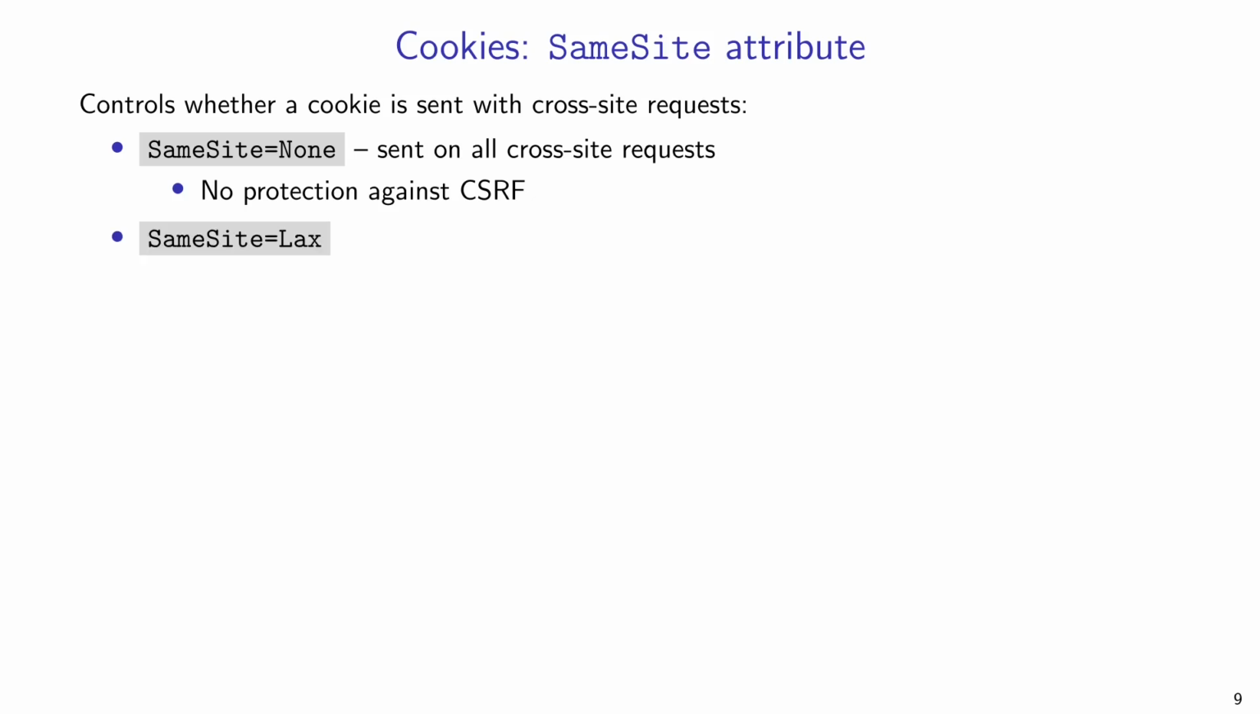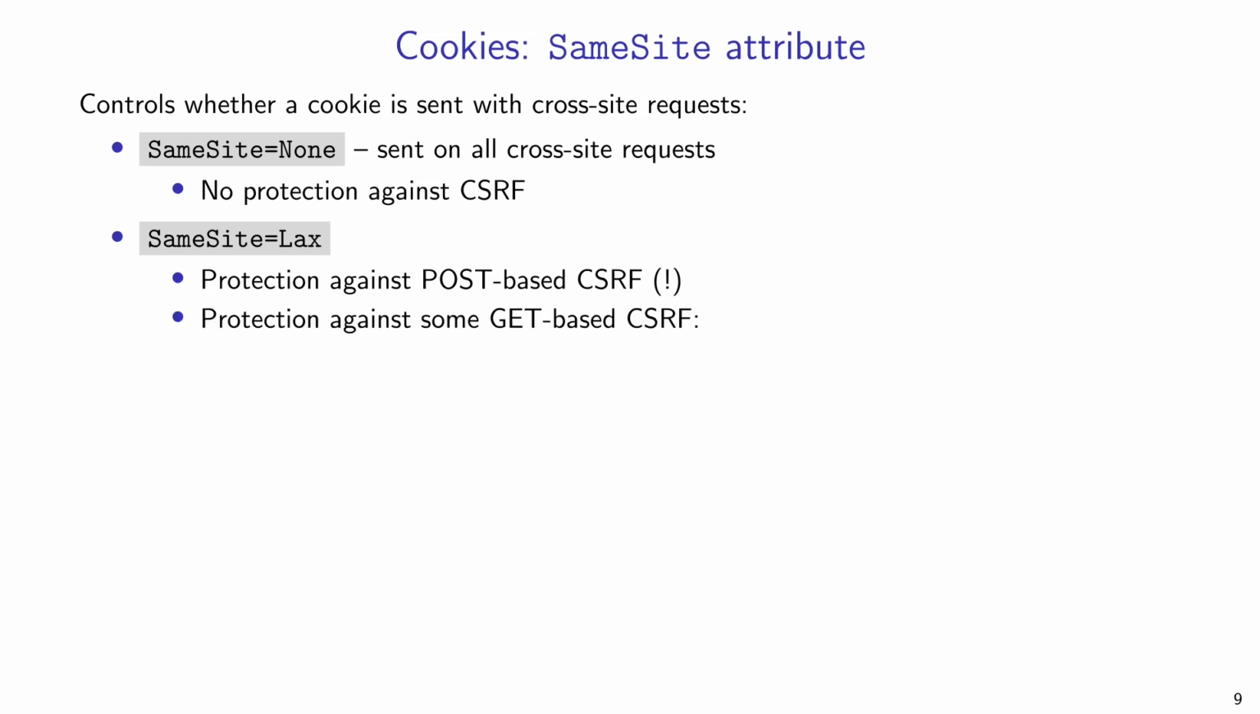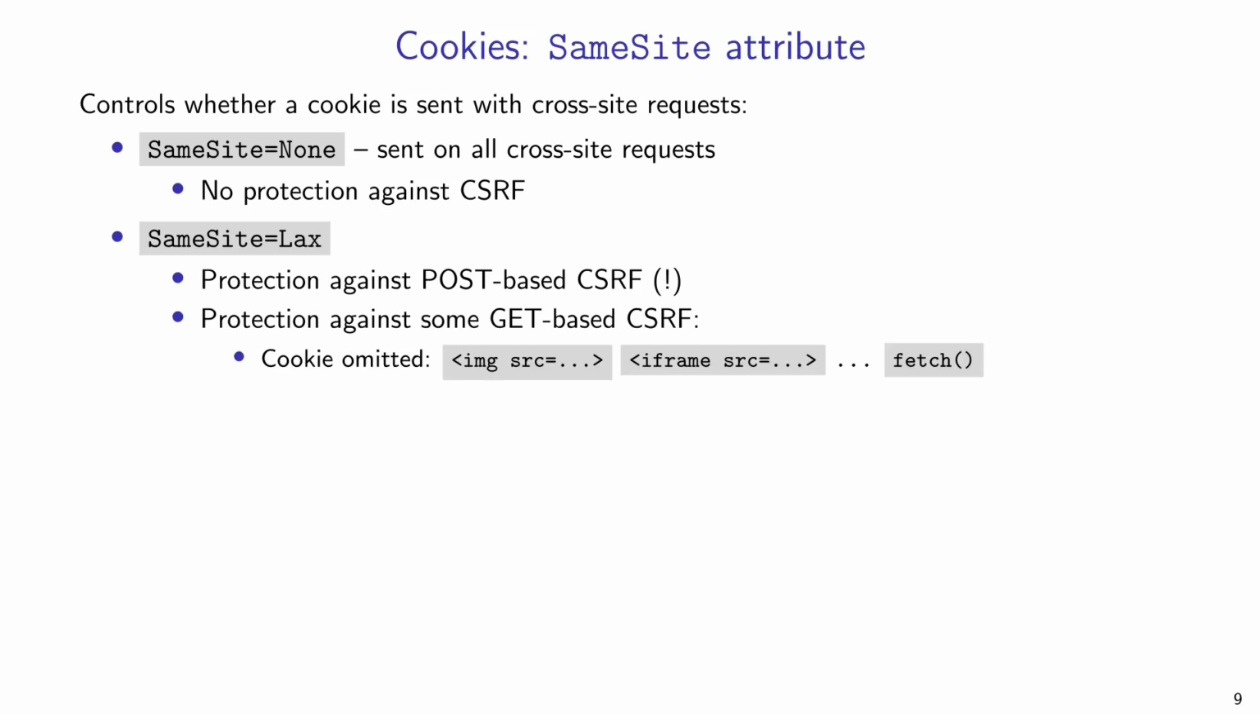Now, SameSite equals lax, however, is very useful as it provides protection against POST-based CSRF attacks, meaning that the cookie will not be included in any of the cross-site POST requests, which is already good, considering that POST requests are the only requests that we should protect against CSRF. But interestingly, it goes even further, as it also provides protection against some GET-based CSRF attacks. In particular, the cookie will be omitted in all cross-site requests that embed a sub-resource, including all cross-site requests that use the fetch method. So in all these cross-site requests, the cookie will not be sent.